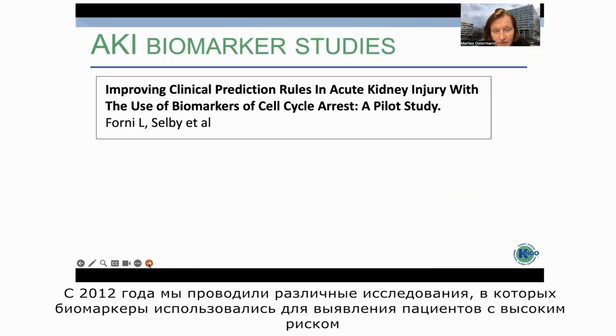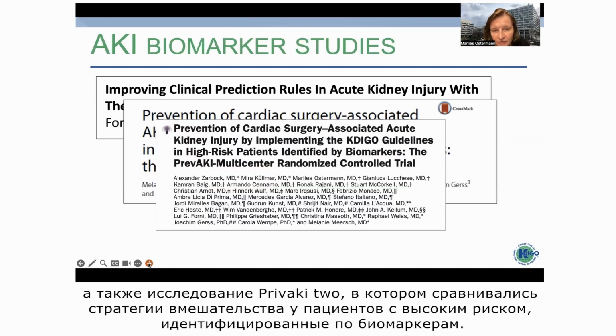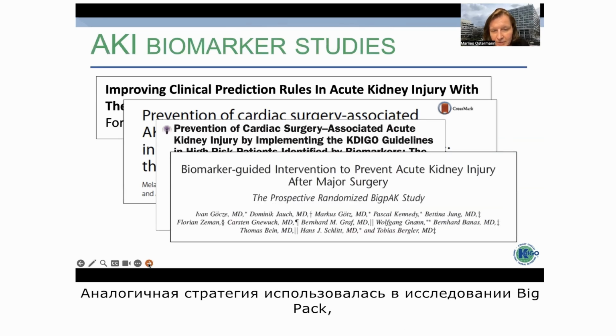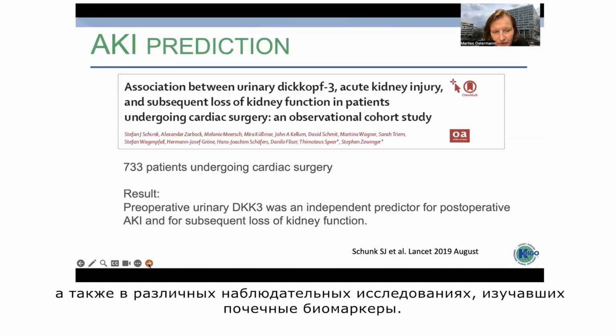We've had various studies since 2012 where biomarkers were used to identify high-risk patients and to then implement certain strategies. I'd like to mention the XVII study, but also the XXIII study, which compared intervention strategies in high-risk patients as identified by biomarkers. A similar strategy was used in the Big Pack trial and also in various observational studies investigating renal bundles.